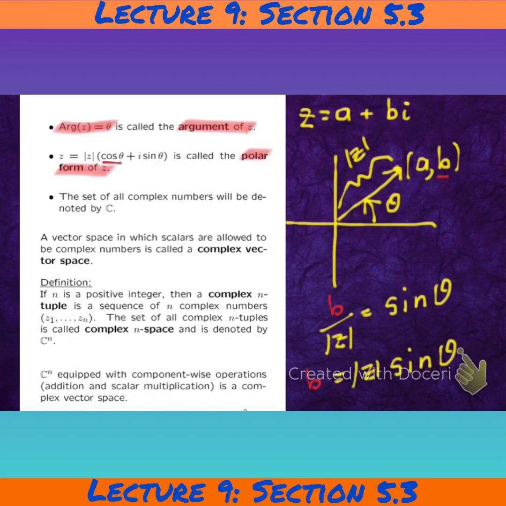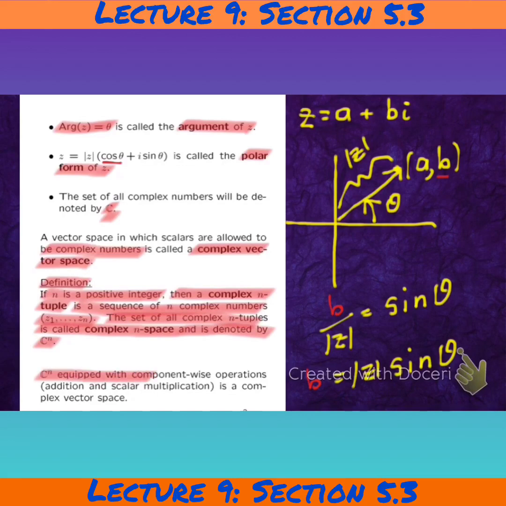Okay, and again the set of all complex numbers will be denoted by C. Okay, and remember, a vector space in which the scalars are allowed to be complex numbers is called a complex vector space. So this is just another definition. If n is a positive integer, then a complex n-tuple is a sequence of n complex numbers, just like in the case of real numbered vectors, real number component wise I'm talking about. The set of all n-tuples is called the complex n-space, and it's denoted by Cn.